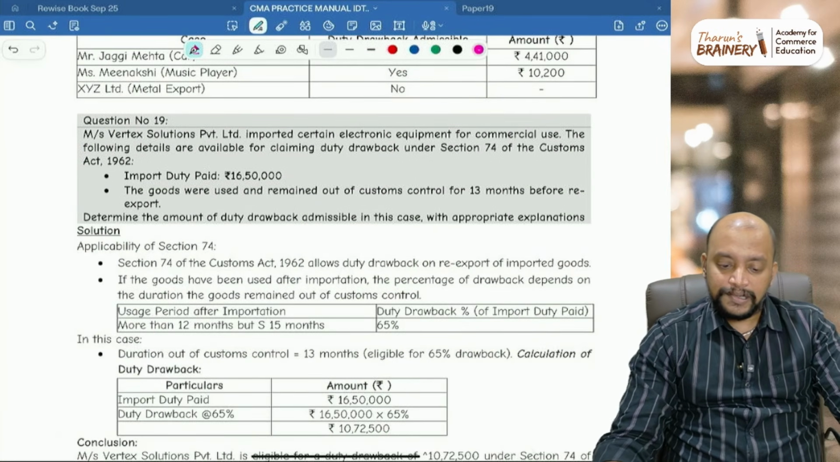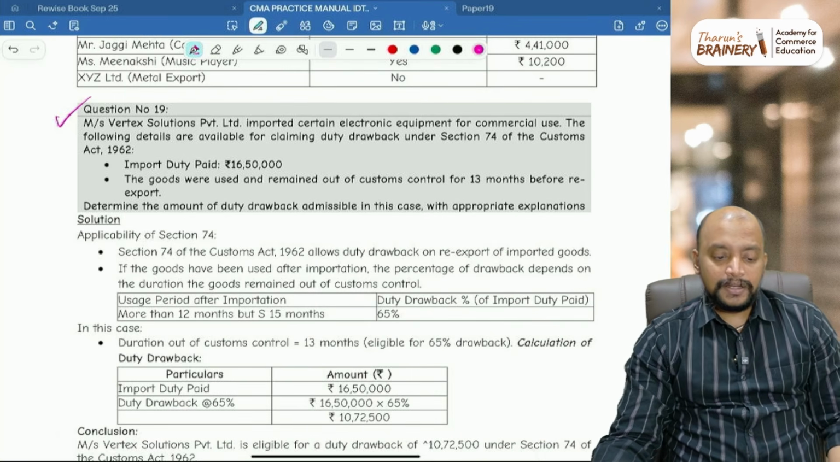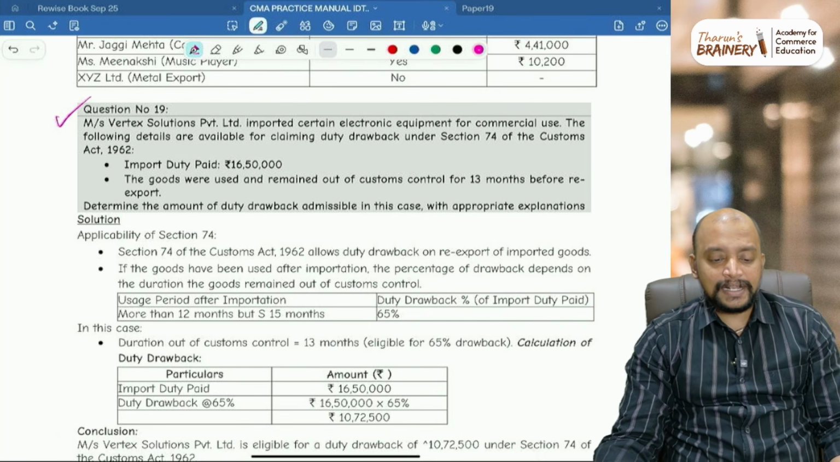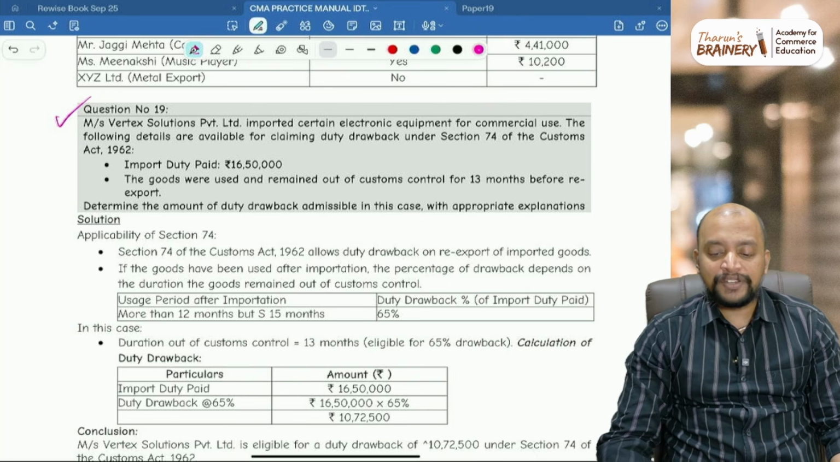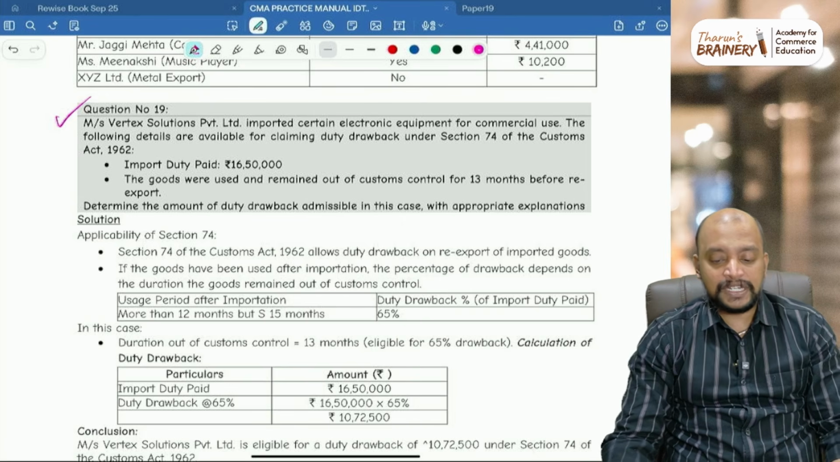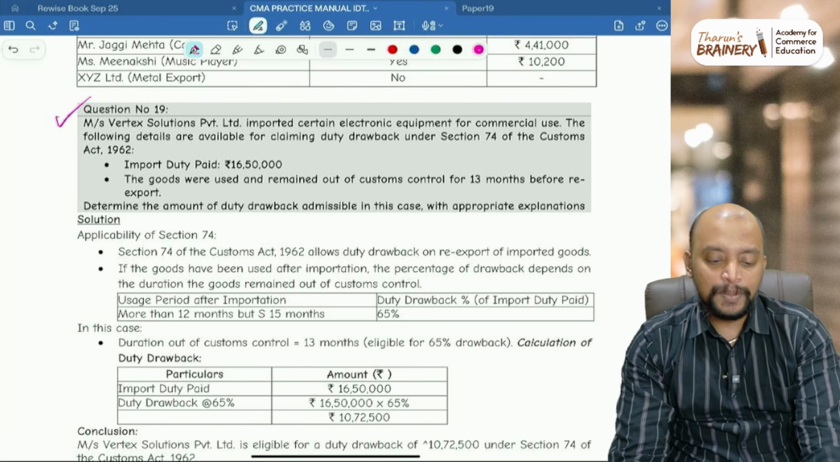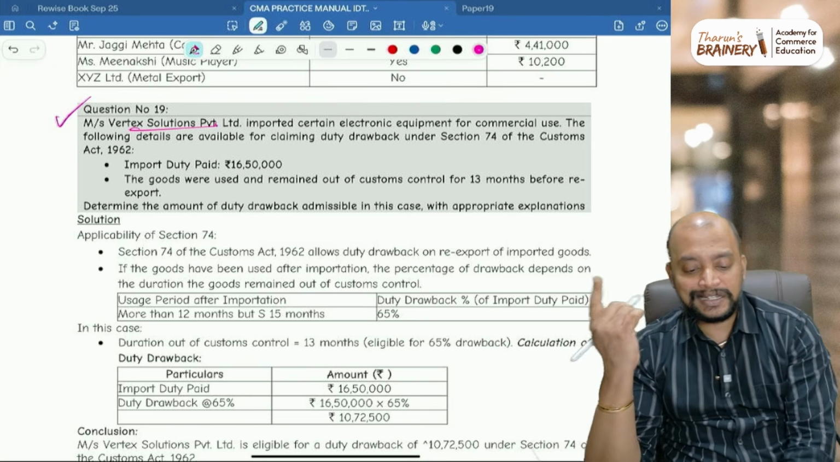And see this, question number 19. Messrs. Vertex Solutions Private Limited imported certain electronic equipment for commercial use. The following details are available for claiming duty drawback under section 74. Import duty paid 16,50,000. The goods were used and remained out of customs control for 13 months before re-export. The company is using it and selling.